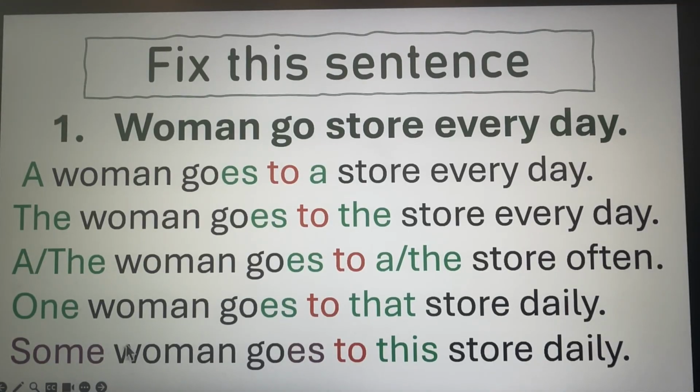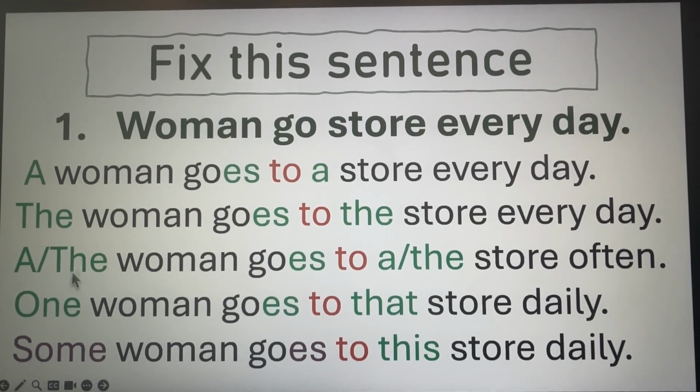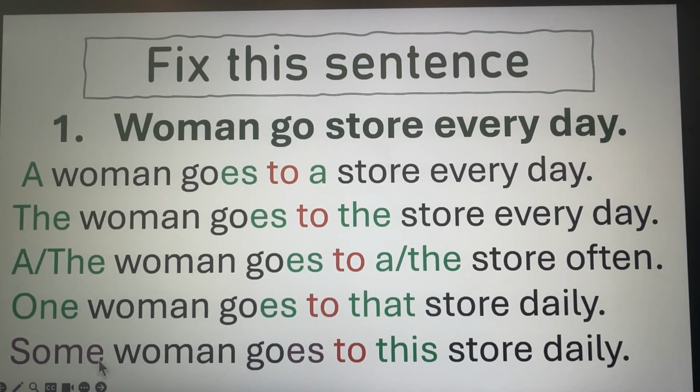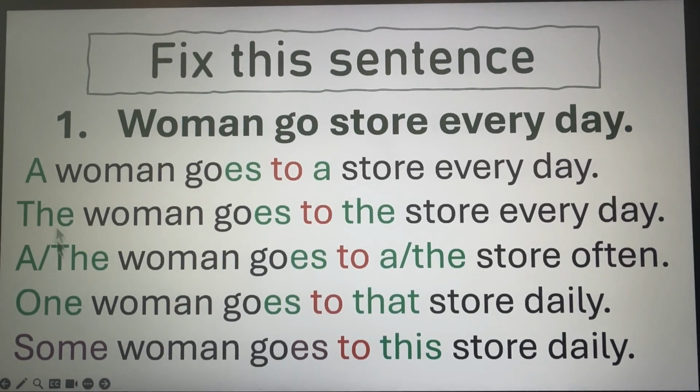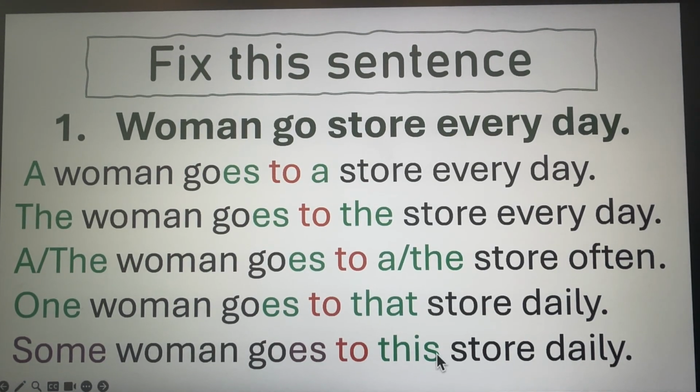Some woman, I have no idea which woman. One woman, a woman, also suggests I don't know which woman. But some is even stronger. It's this color because it could be some women instead of just some woman, but it works the same way as the green words. Some woman goes to this store daily. Now I'm close to the store.